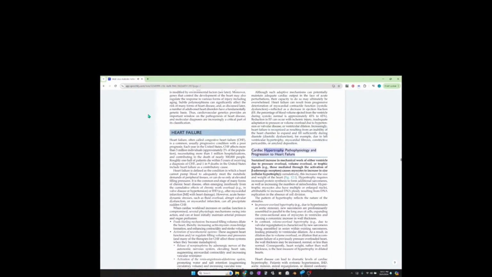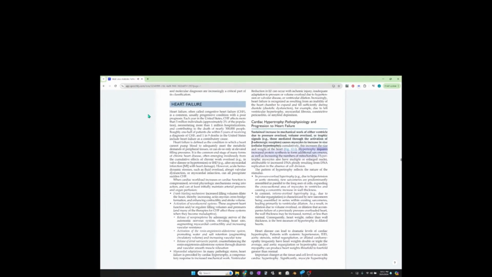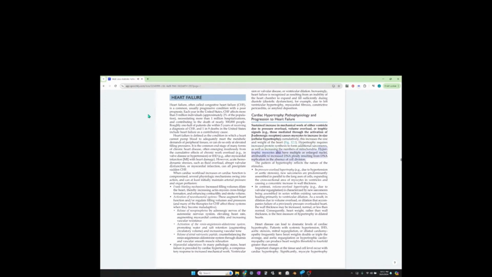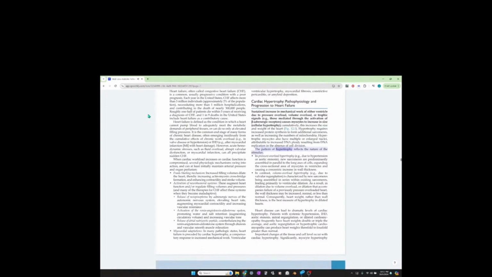Cardiac hypertrophy: pathophysiology and progression to heart failure. Sustained increase in mechanical work of either ventricle, due to pressure overload, volume overload, or trophic signals, causes myocytes to increase in size. Cumulatively, this increases the size and weight of the heart. Hypertrophy requires increased protein synthesis to form additional sarcomeres, as well as increasing the numbers of mitochondria. Hypertrophic myocytes also have multiple or enlarged nuclei, attributable to increased DNA ploidy resulting from DNA replication in the absence of cell division. The pattern of hypertrophy reflects the nature of the stimulus.